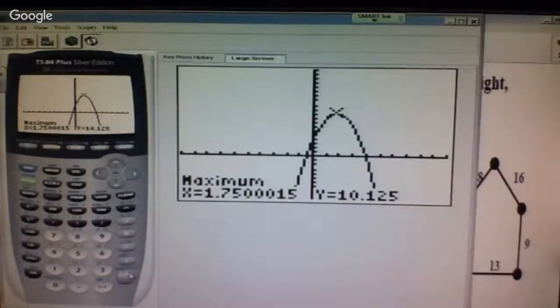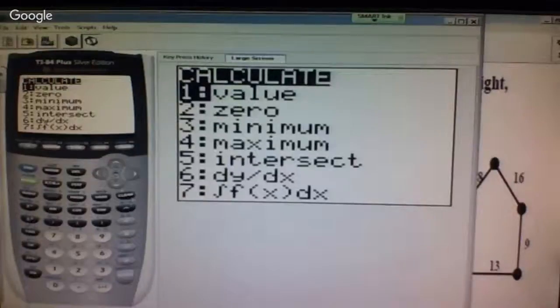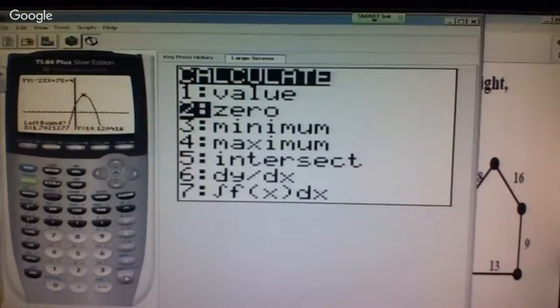For C, you need a 0. For C, I want to know when it hits the ground. How long does it take for it to hit the ground? You said 4 seconds. So, wait, I'm wrong. Calculate. Remember, 0 is when it hits the ground. So you want number 2.